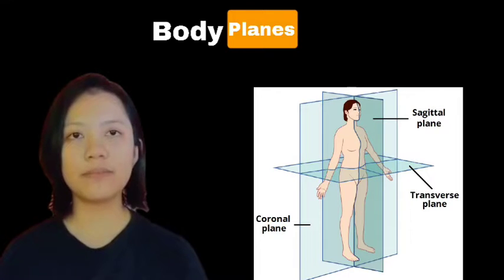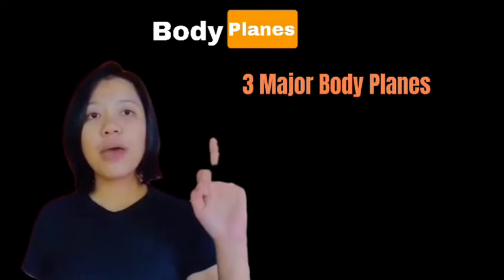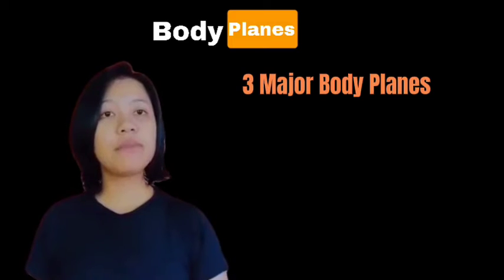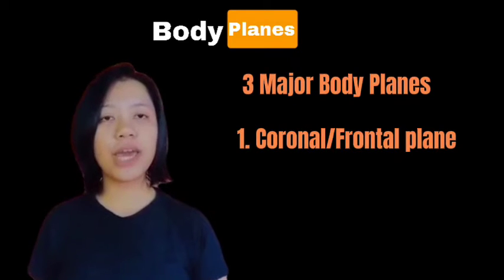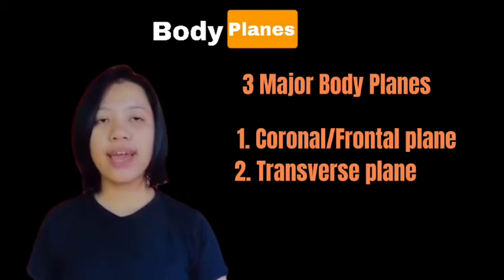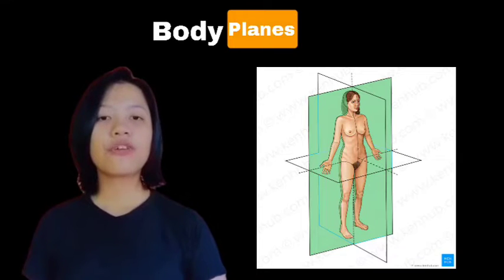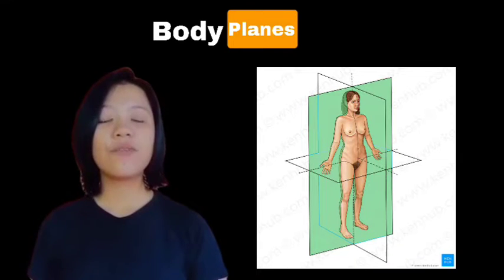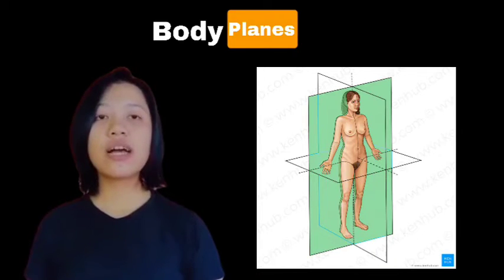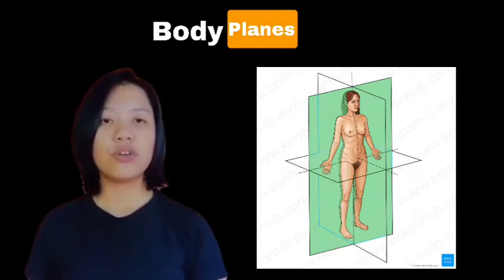There are 3 major body planes, namely the coronal or frontal plane, transverse plane, and sagittal plane. Now first, the coronal or frontal plane. This plane is a vertical plane running from side to side that divides the body or any of its parts into dorsal and ventral portions, or simply the back and front portions of the body.